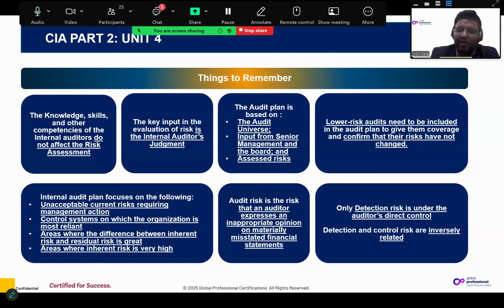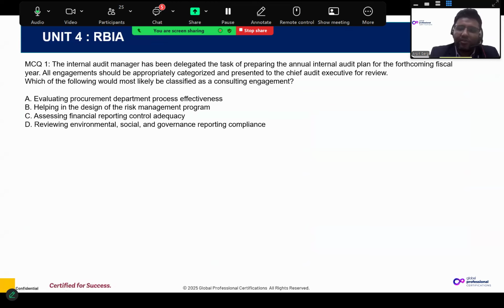People, audit risk is the risk that an auditor will express an inappropriate opinion on materially misstated financial statements. Only what risk is under the auditor's direct control? It is the detection risk. Yes. Under audit risk, detection risk and control risk are inversely related. Inversely related. Very good. People, the first question on your screen. Let's quickly cover this.